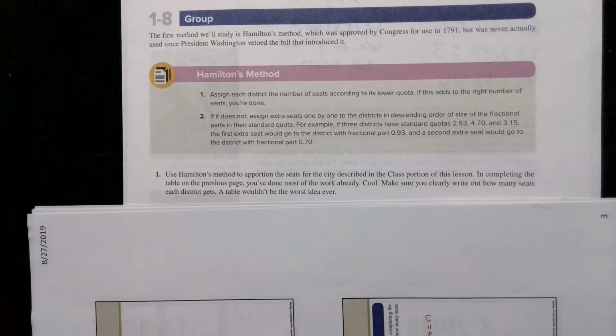Now we go here to number 1. It says use Hamilton's method to apportion the seats for the city described in the class portion of this lesson. In completing the table on the previous page, you've done most of the work already. Make sure you clearly write out how many seats each district gets. A table wouldn't be the worst idea.